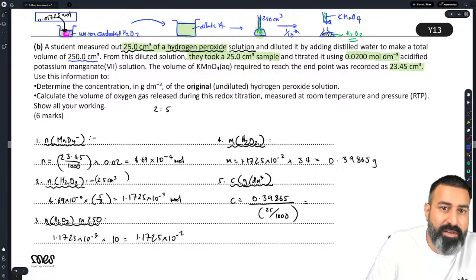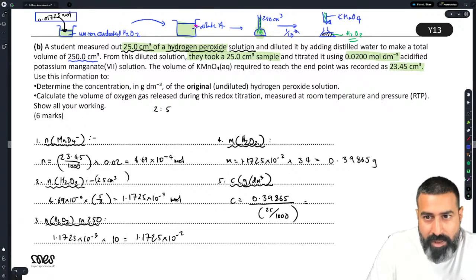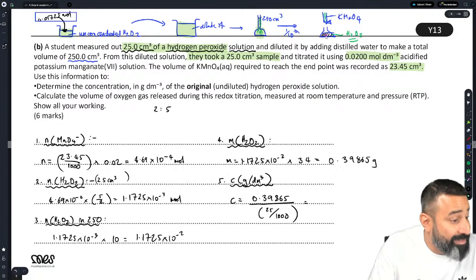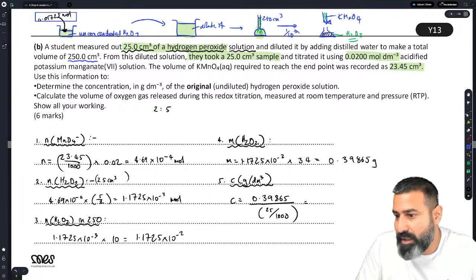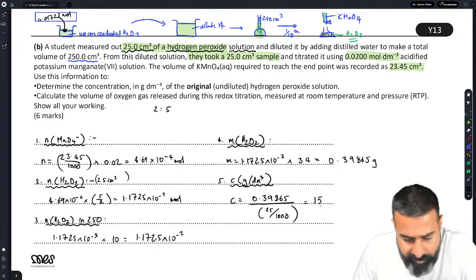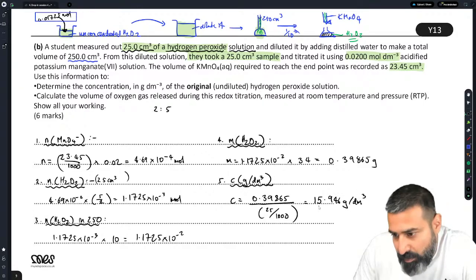So they took out 25 centimeters cubed here. Then they diluted it. But the same number of moles that you had here are going to be in here and are going to be in here. But until you get to this point, then you're going to have a tenth of those. Okay? So then let's see what the concentration comes down to. So it's that number of mass divided by, times it by 40 anyway. So do we get 15.946 grams per decimeter cubed?